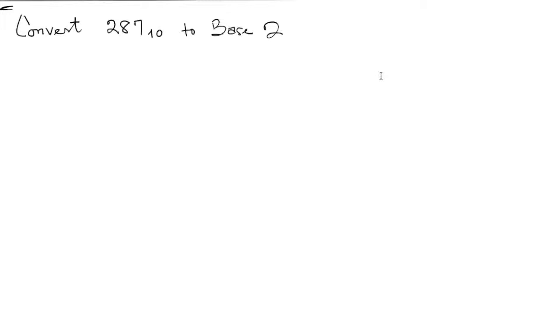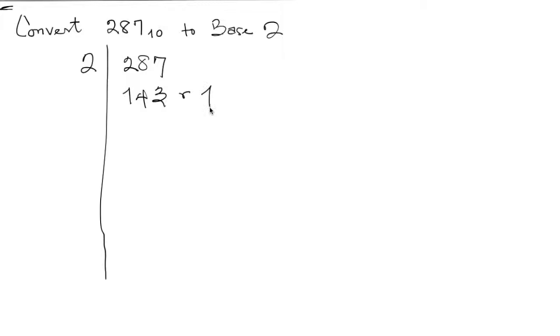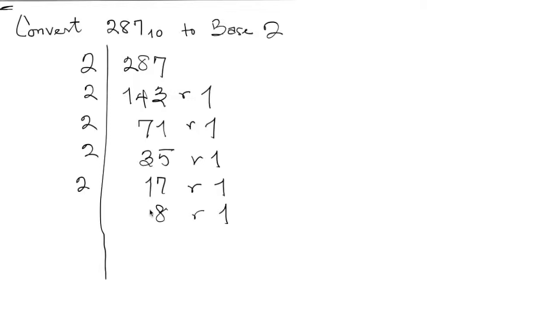In this case, we'll set up our division like we did. 287 divided by 2, that's going to be 143, remainder 1. 143 divided by 2 is 71, remainder 1. 71 divided by 2 is 35, remainder 1. 35 divided by 2 is 17 with 1 remainder. 17 divided by 2 is 8, that's 16 with 1 remainder. 8 divided by 2 is 4, no remainders. 4 divided by 2 is 2 with no remainders. 2 divided by 2 is 1 with no remainders. And 1 divided by 2 is 0 with 1 remainder.